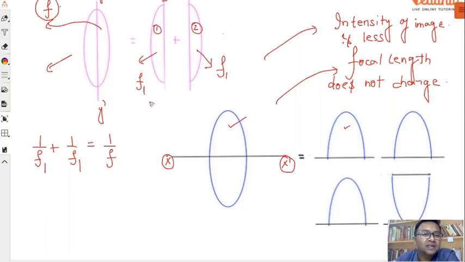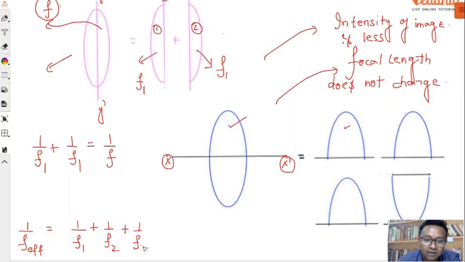All right, students, this is a simple general formula that I want you to remember. That is 1 by f effective is equal to 1 upon f1 plus 1 upon f2 plus 1 upon f3, and that depends on how many more lenses you're keeping in series with respect to each other. Okay, so here if you see, this will become 2 divided by f1 is equal to 1 by f, which implies my f1 will be equal to nothing but 2 times f.